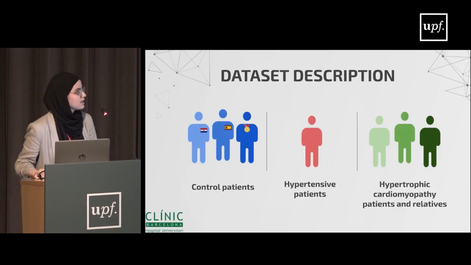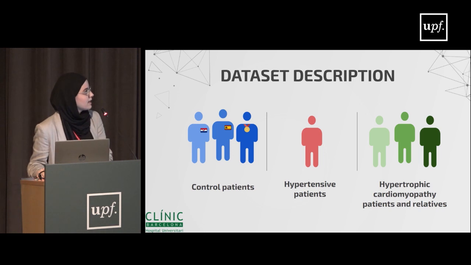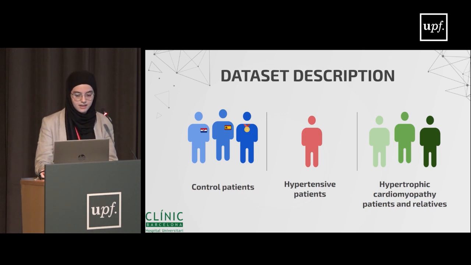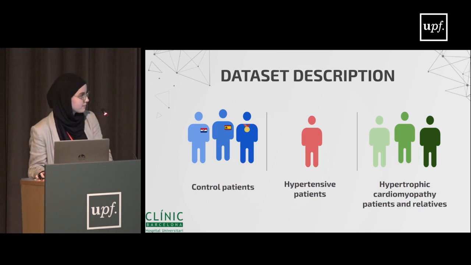So having said that, we can go through the dataset that we used during this hands-on. This was provided by Hospital Clinic in Barcelona, and we had control patients, hypertensive patients, and hypertrophic cardiomyopathy patients and their relatives. As you can see, the dataset consisted of a cardiac pathology trial, more precisely on atrial fibrillation and hypertrophic cardiomyopathy.